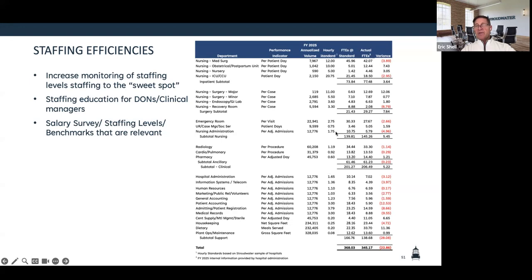See, if I keep pointing to the screen like this, it's forcing you guys to stop doing emails and pay attention. So for example, med surg, and this includes acute, swing bed, and observation days. For nursing per patient day, we look at a standard of 12 paid hours per nursing day. In this hospital's case, the standard would be 46. They're coming in at 42.